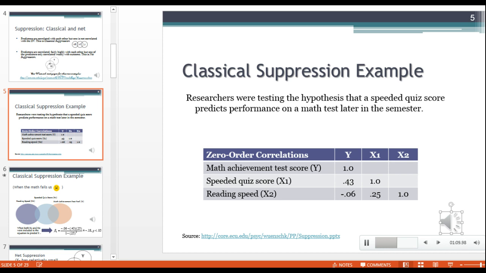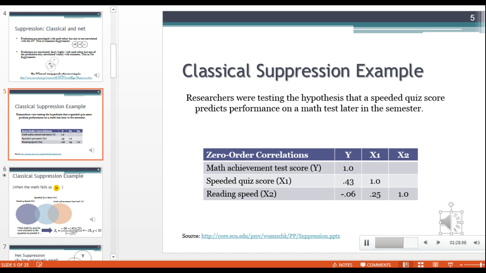And we see for the reading speed, that was not correlated with the math achievement test score. So we see it's negative 0.06. So let's just assume for all intents and purposes that that is non-significant and could be 0 for all we know. So we'll just assume that is 0.